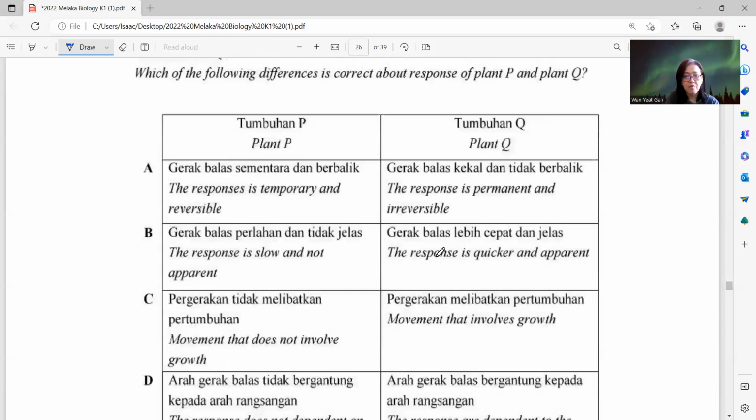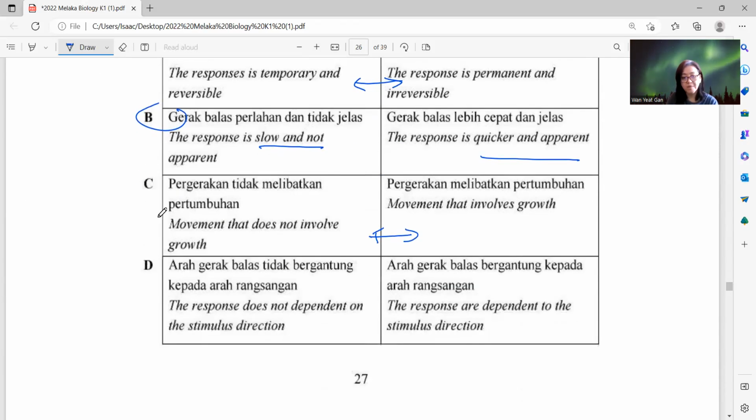In tropism, the response is always slow and not apparent. Here it is quicker. The minute you touch the leaf, it will close. And the response for growth is always permanent. So it should be the other way around. When touched by hand, a seismonastic response is always temporary. Okay, so this one also is wrong, because movement for tropism always involves growth.